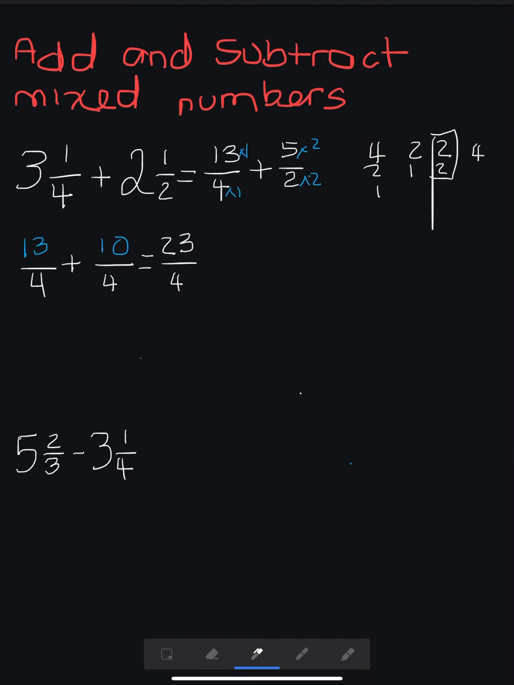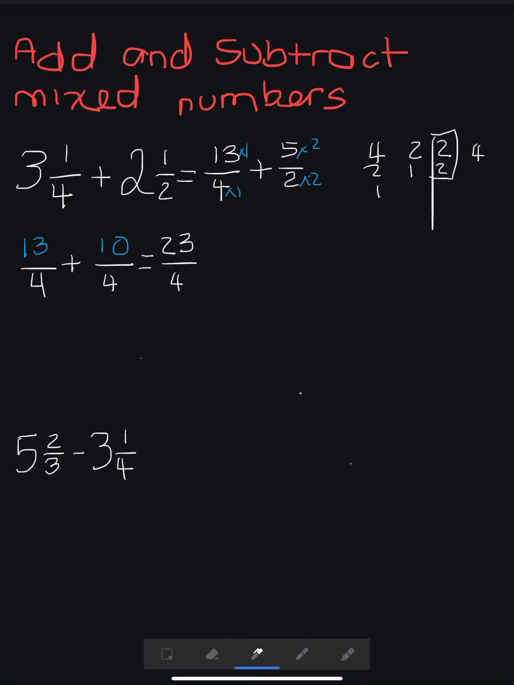Now that is the answer, but it's not quite the final answer. What's wrong with this fraction? It's an improper fraction, right? And remember that we cannot give answers as improper fractions. But also, we always need to simplify if we can. So think, can you find a number that can divide 23 and 4? No, right? So that means it's already in the simplest form.